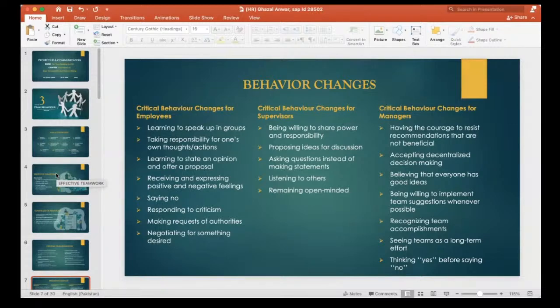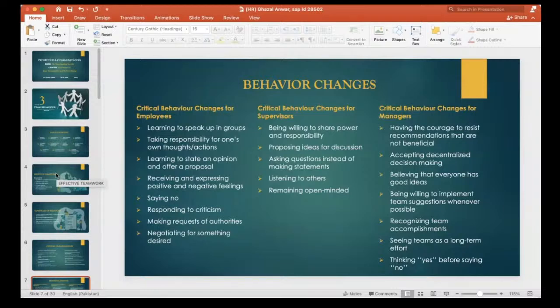If you're going to be a supervisor, you should adapt. Being willing to share power and responsibility. If you are a supervisor, it's not like you have to do everything. You can share your responsibility and your authority with others. You can make sub-coordinators. Like if there is a team of creatives, you can make one a creative lead for the designers, and make another a lead for content creation. So you can share your responsibility.